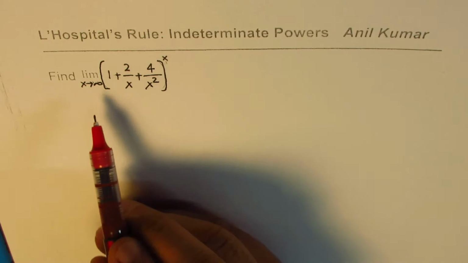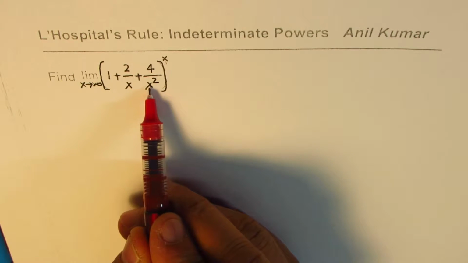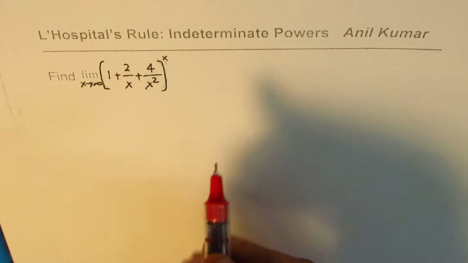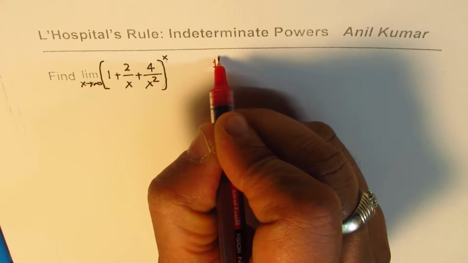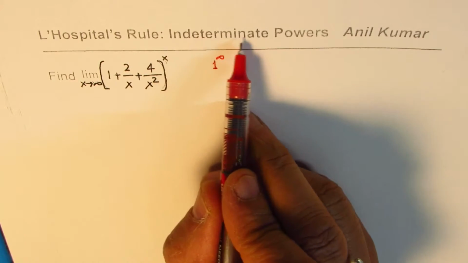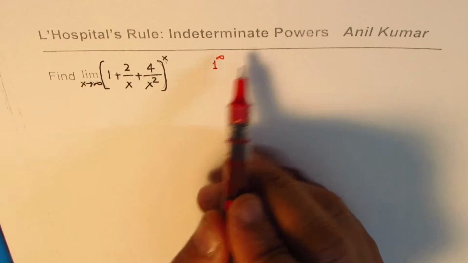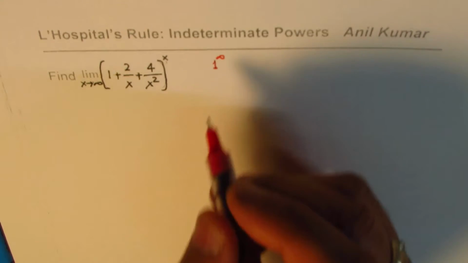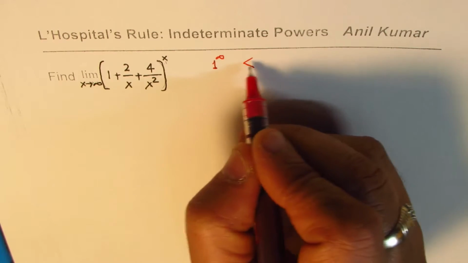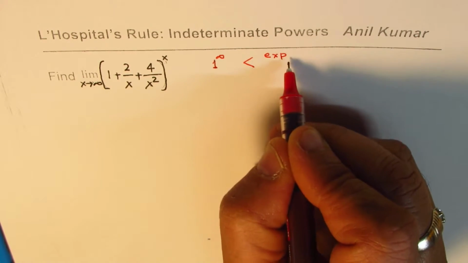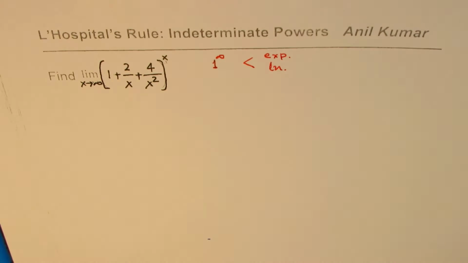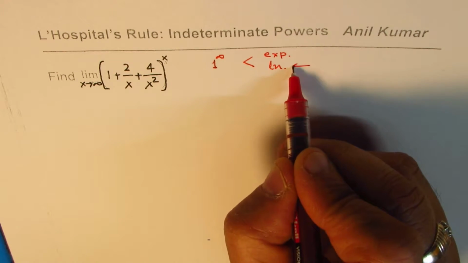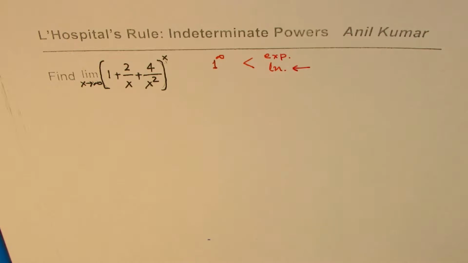Now in this case, if I substitute x as infinity, we get 1 to the power of infinity. That is the indeterminate power, so we can apply L'Hopital's rule. Whenever you have this kind of situation, there are two approaches. One, you could write this as an exponential equation, or you could write this as a logarithmic equation. I prefer to use the logarithmic equation, which we'll discuss in this particular video.